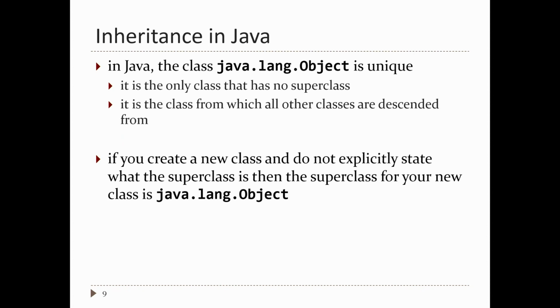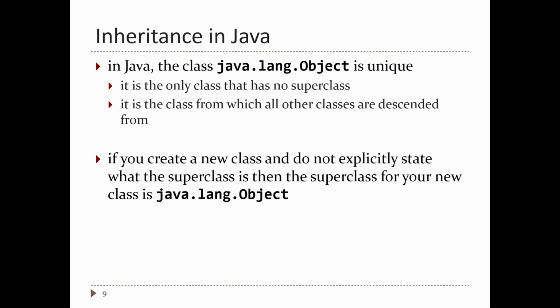In Java, the class java.lang.Object is unique, so it has a special place in Java. It's the only class that has no superclass. So every other class in the Java language has at least one ancestor class, and that class is going to be Object. So it's the class from which all other classes are descended.